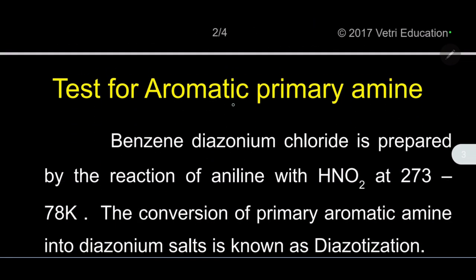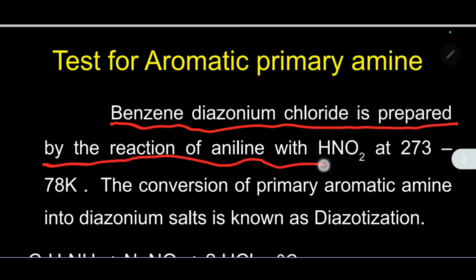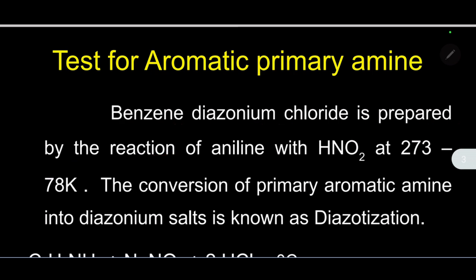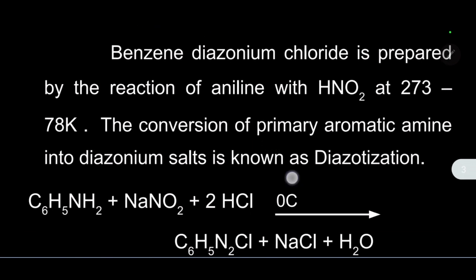Number 2, so what will happen now? When you take aniline in the second tube, we add dilute HCl. Then when you add the nitrous acid into this, the corresponding benzene diazonium chloride is formed by reaction of the primary amine aniline with nitrous acid at 0 degrees. The conversion of primary aromatic amine into diazonium salt is known as diazotization.